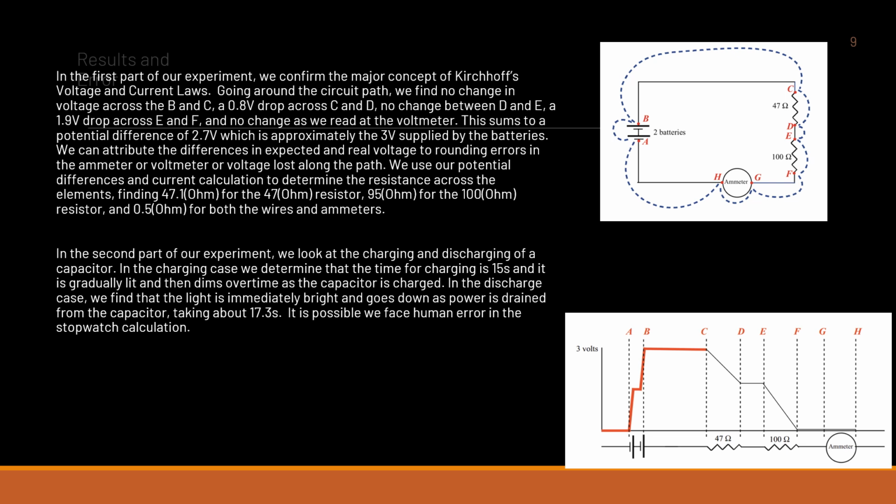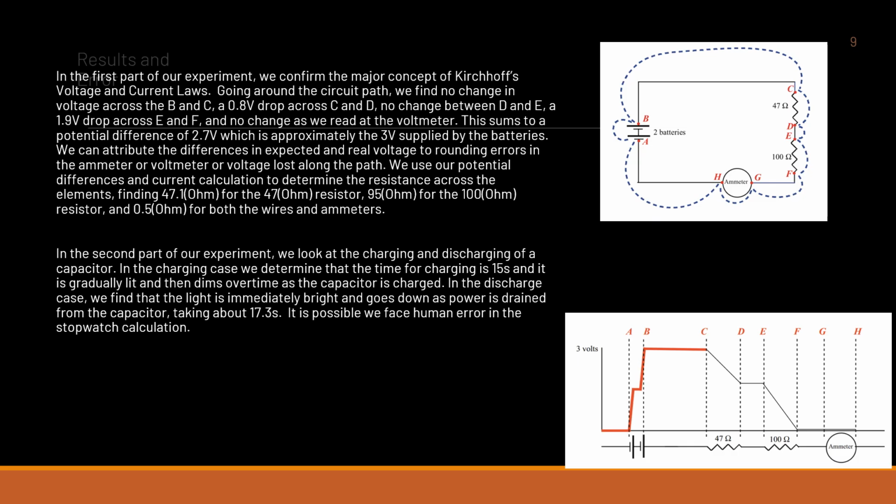In the first part of our experiment, we confirmed the major concept of Kirchhoff's voltage and current laws. Going around the circuit path, we find no change in voltage across B and C and a 0.8 volt drop across C and D. No change between D and E and a 1.9 volt drop across E and F, and no change as we reach the voltmeter. This sums to a potential difference of 2.7 volts, which is approximately the 3 volts supplied by the batteries. We can attribute the difference between expected and real voltage to grounding errors.